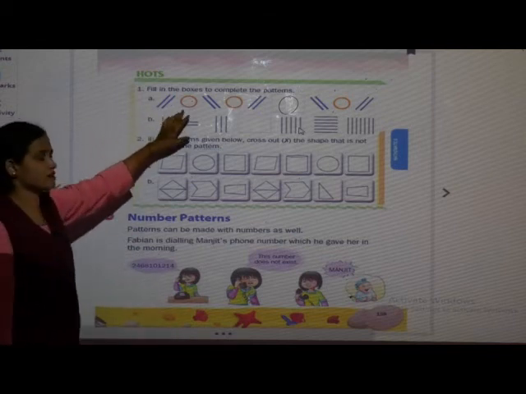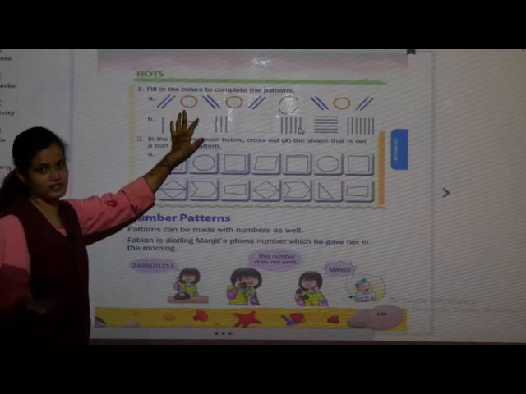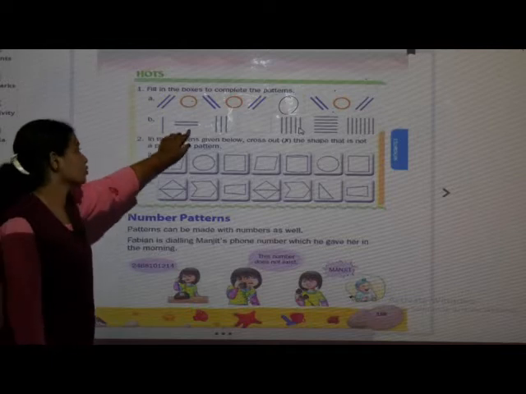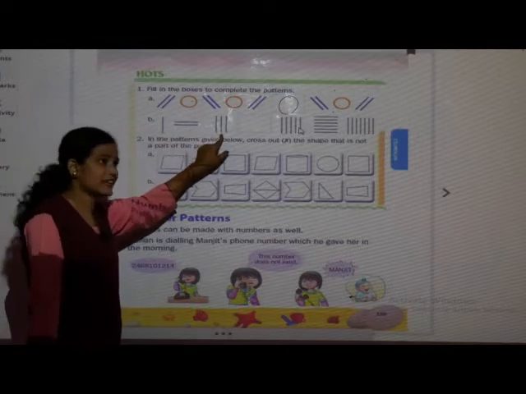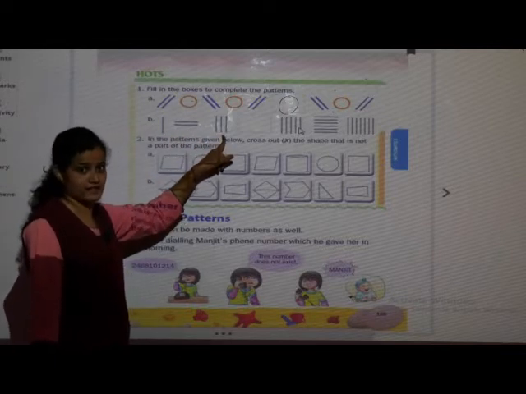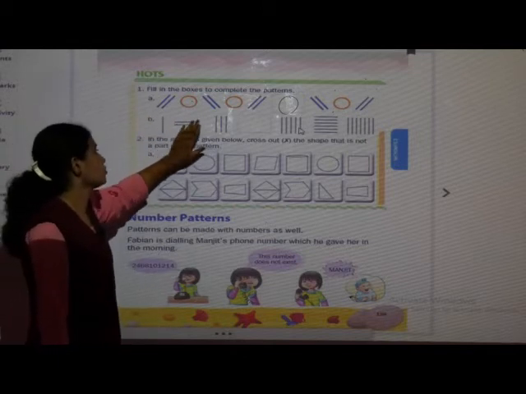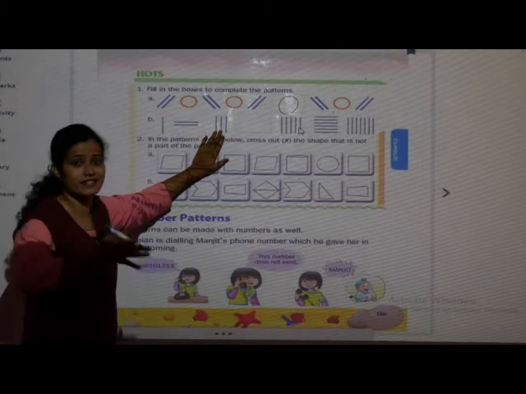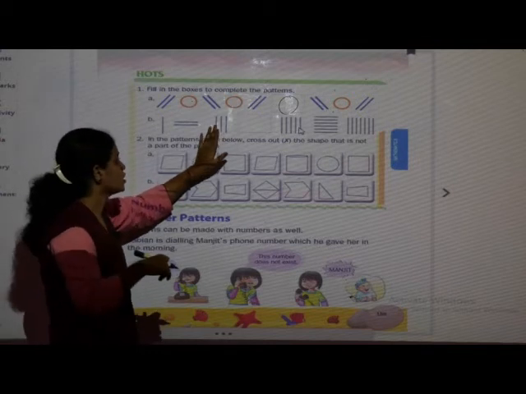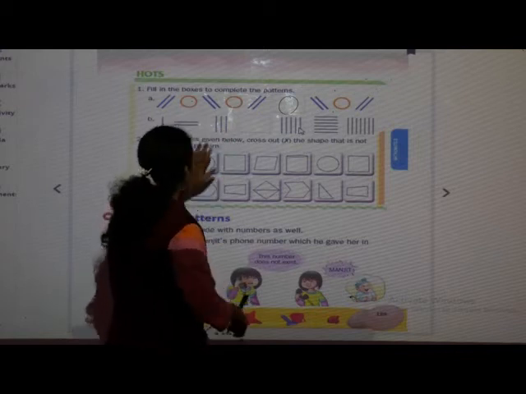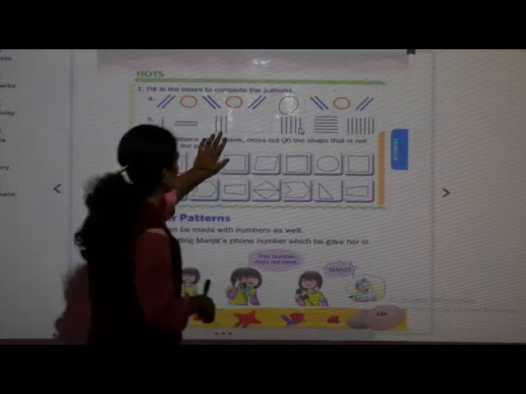So this is just a pattern. It is not increasing or decreasing. Now next, 1 line, 2 lines, 3 lines. See what happens. What is happening? 1, 2, 3 means it is an increasing pattern. So after 3 what comes? 4. So 4 lines.